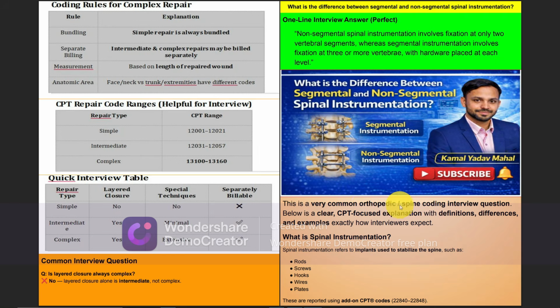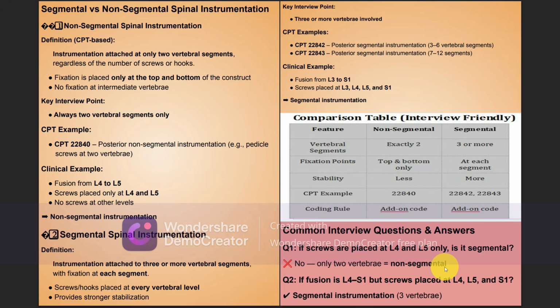This is a very common orthopedic spine coding interview question. Below is a clear CPT-focused explanation with the definition and example exactly as the interview expects. What is spinal instrumentation? Spinal instrumentation refers to implants used to stabilize the spine, such as rods, screws, hooks, wires, plates. These are reported with add-on CPT codes 22840 to 22848. This is the code range where we report instrumentation as per the position, like anterior, posterior, segmental, non-segmental. So we have codes for segmental versus non-segmental spinal instrumentation.